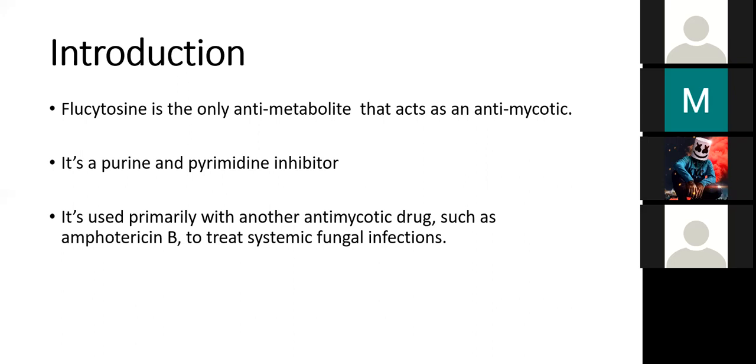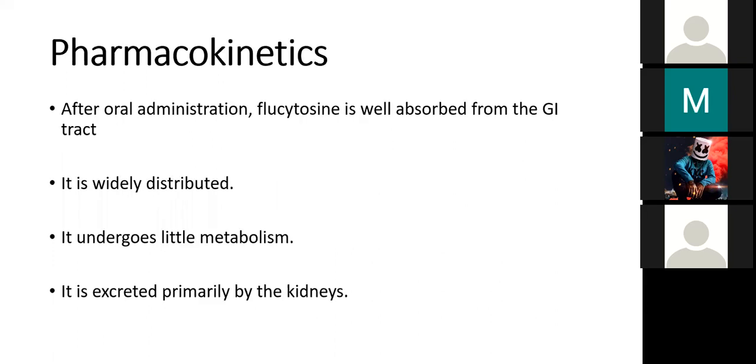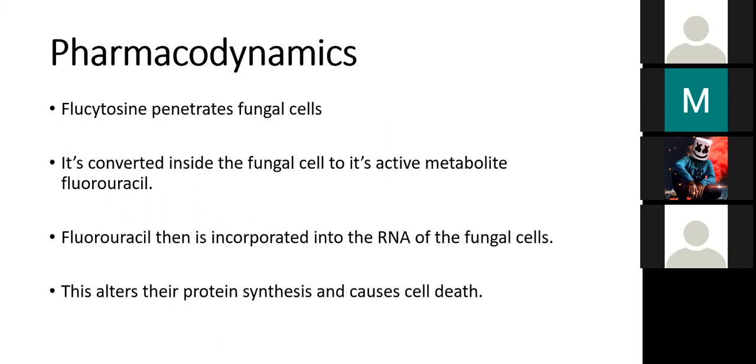It is a purine and pyrimidine inhibitor. Remember, these are used in DNA synthesis, so go back to your biochemistry and revise purine and pyrimidine. It inhibits purine and pyrimidine, and it is used to treat systemic fungal infection. After it is given orally, it is well absorbed from the GI tract and widely distributed. It undergoes little metabolism and is excreted mainly by the kidneys.